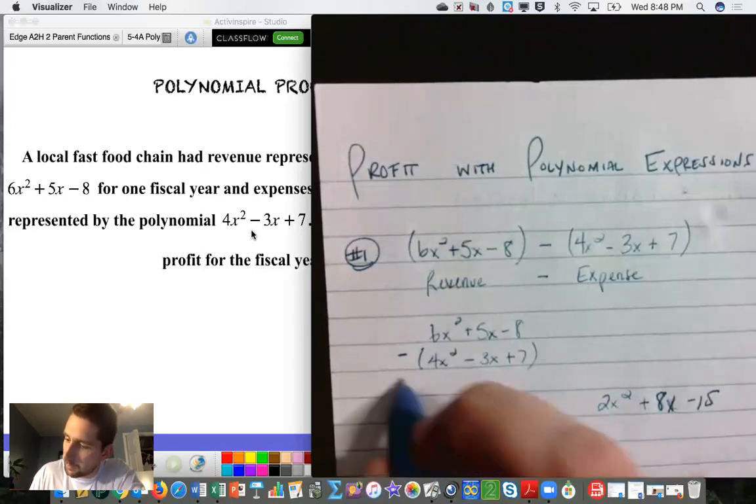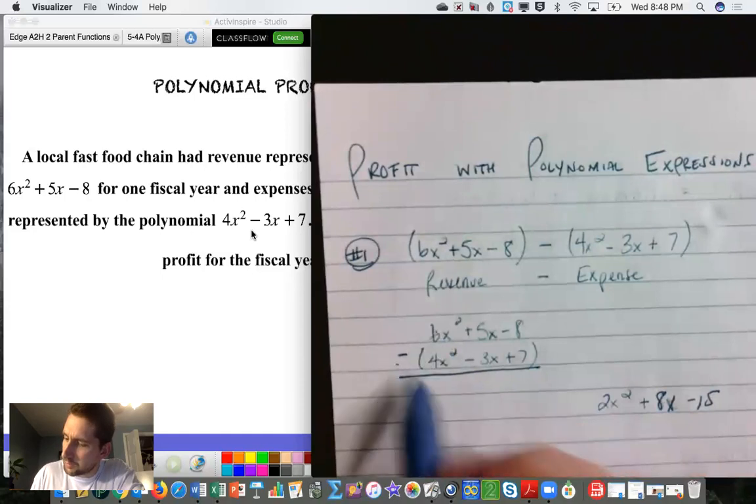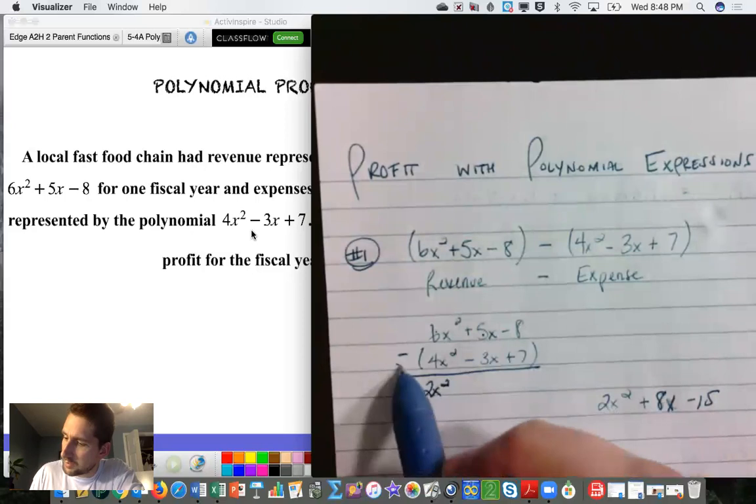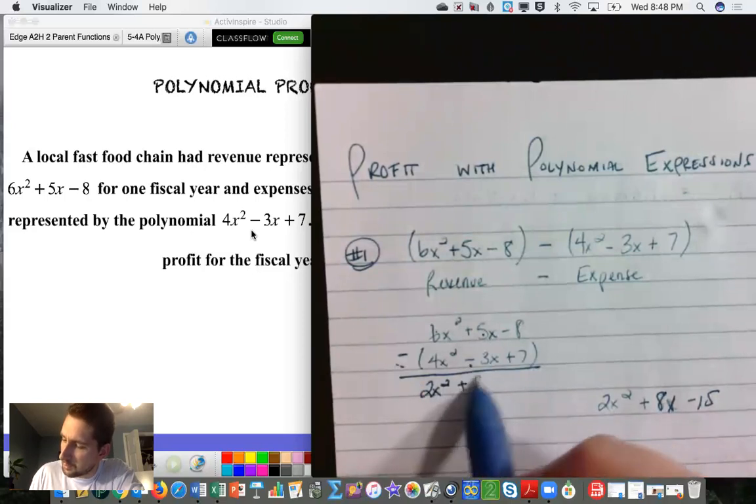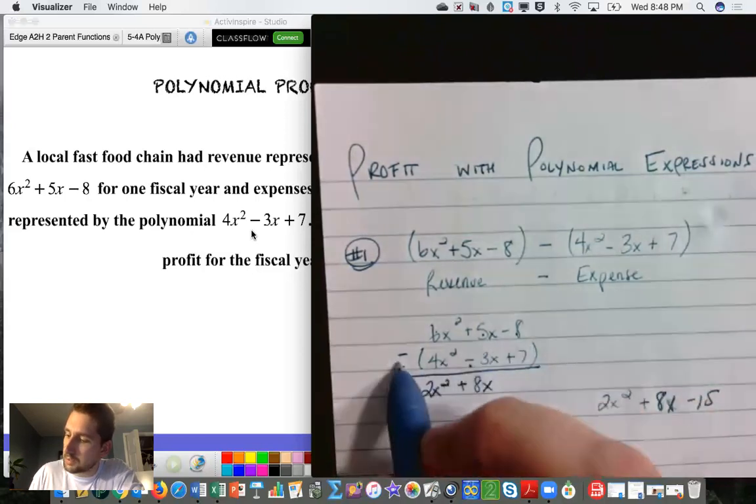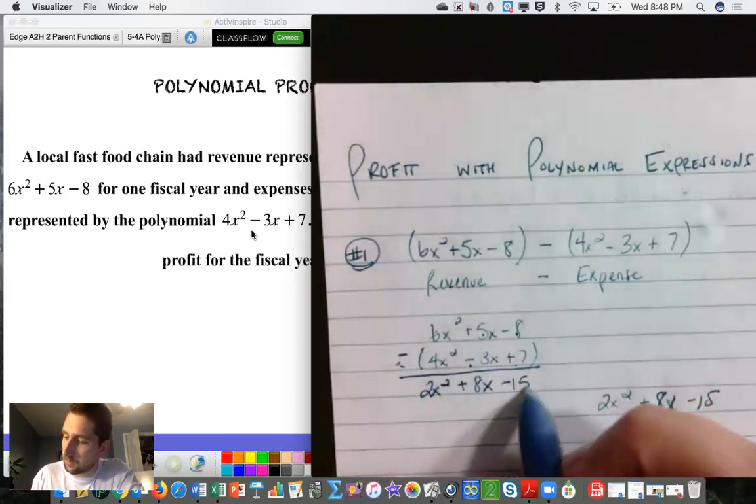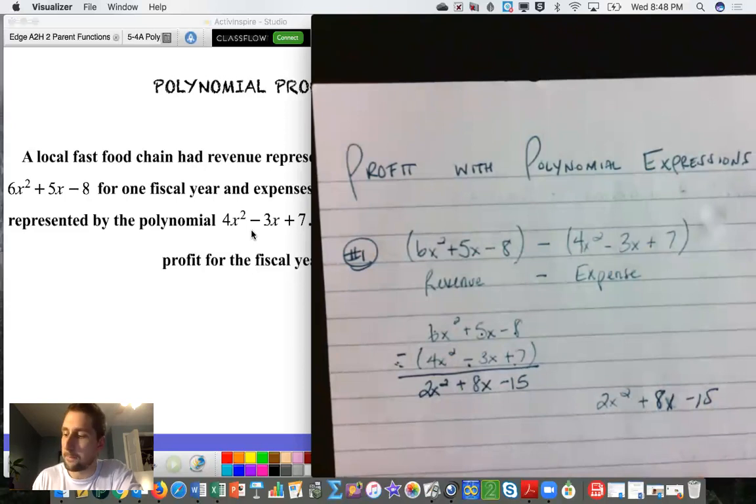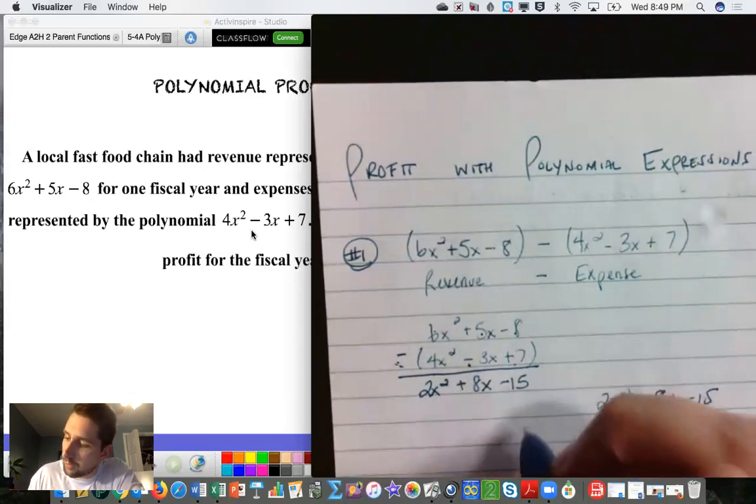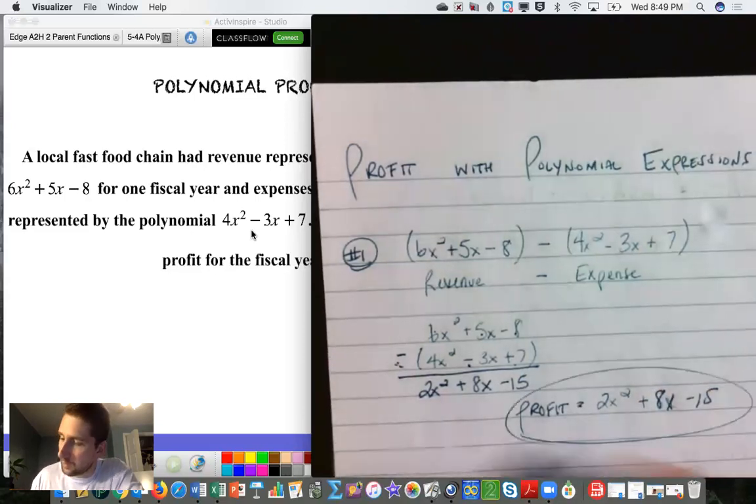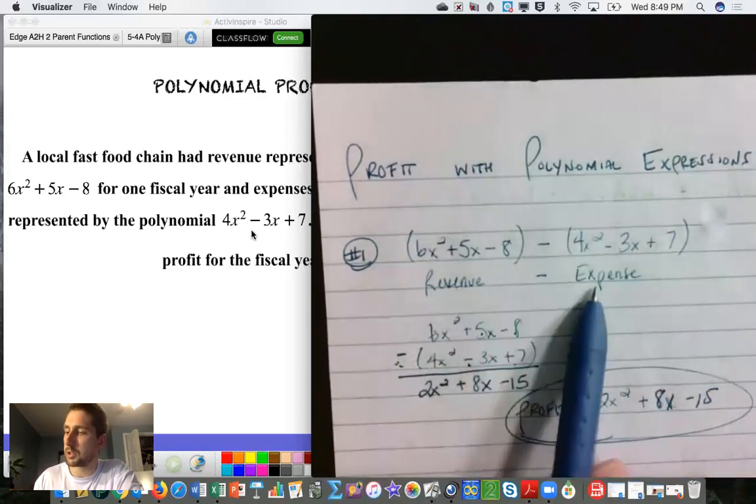If we did it vertically, 6 minus 4 gives me 2x squared. 5 minus a negative 3 gives you positive 8x. And a negative 8 minus 7 gives you a negative 15. I have two trinomials. Whichever way is best for you is the way you should do it. That is your profit, your revenue minus your expense.